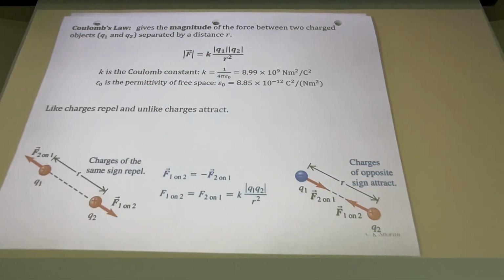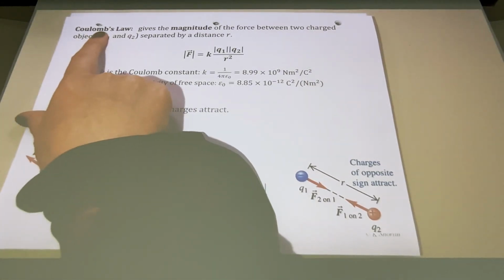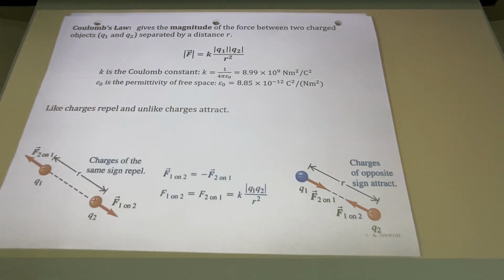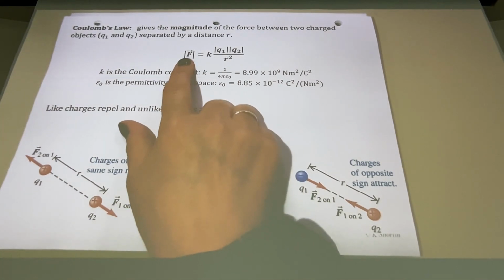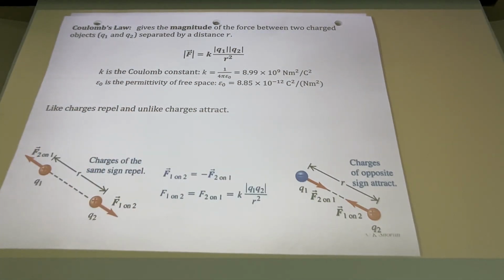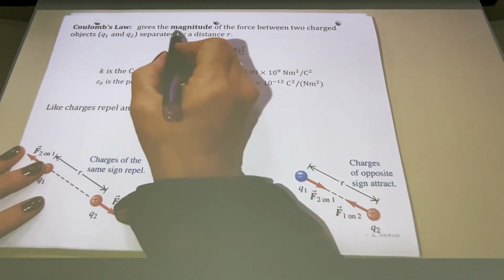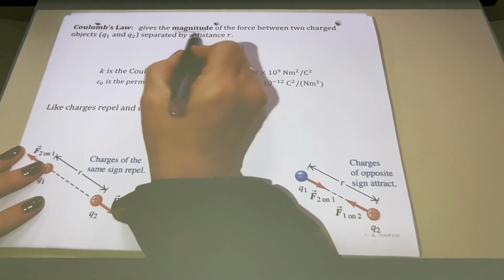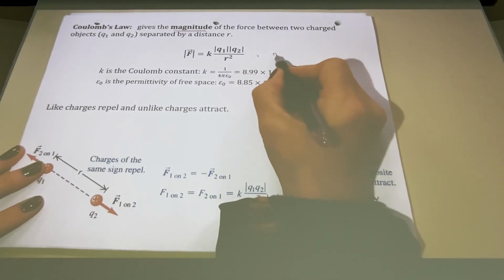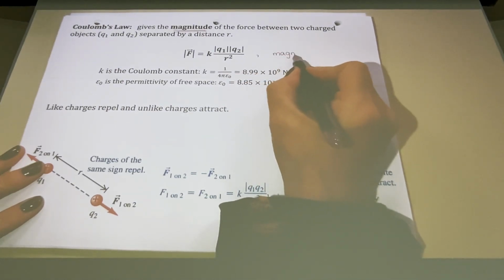Coulomb was by no means the only person who studied and observed electric force. Lots and lots of people did this, but he's the one who wrote the book, so he's the one who got famous for it. Coulomb's law is an equation, and it gives us the magnitude of force between any two charged objects or charged particles. When we write Coulomb's law, we've got to be really careful here. Notice that Coulomb's law gives the magnitude of the force. So this is size only, this is magnitude, this is always positive.